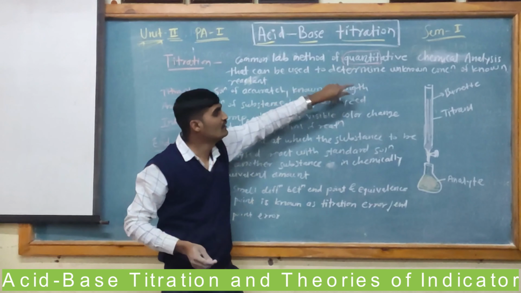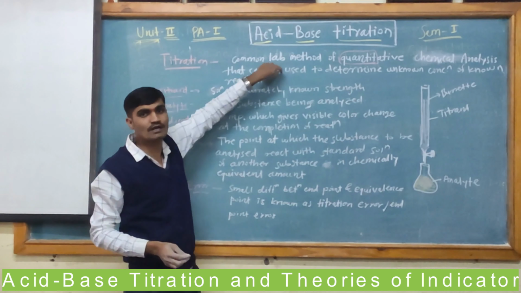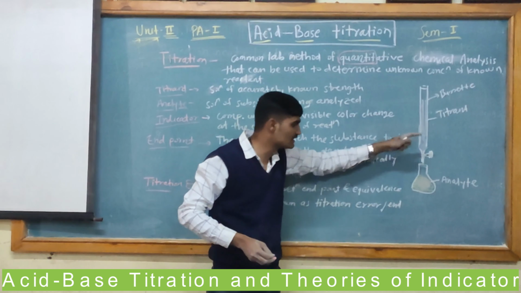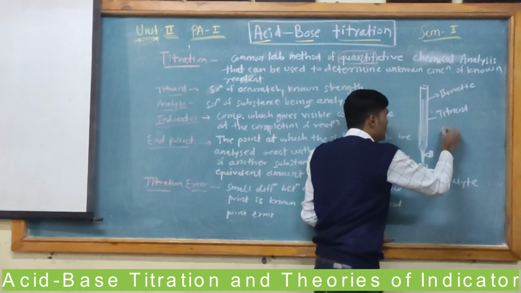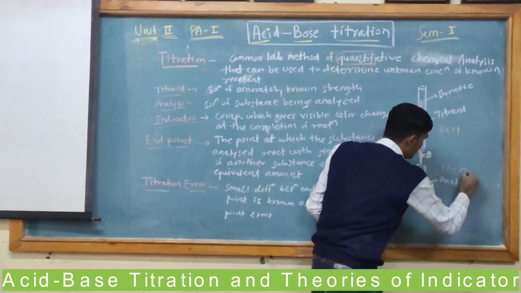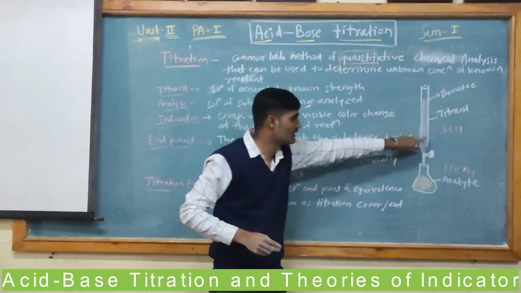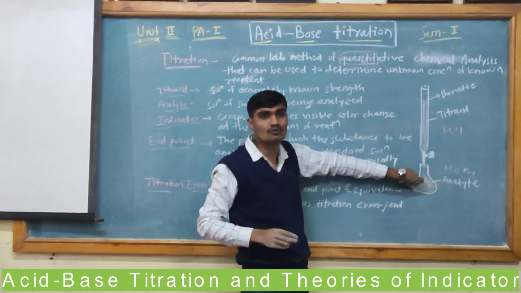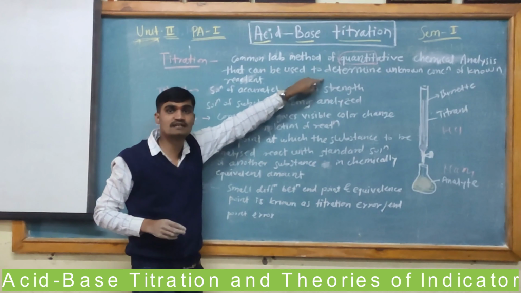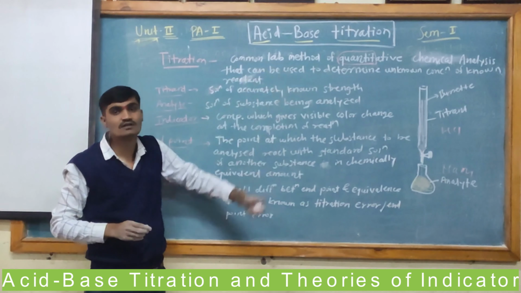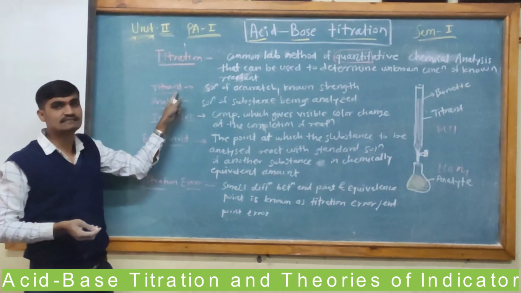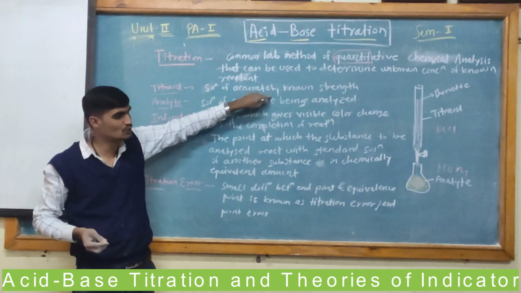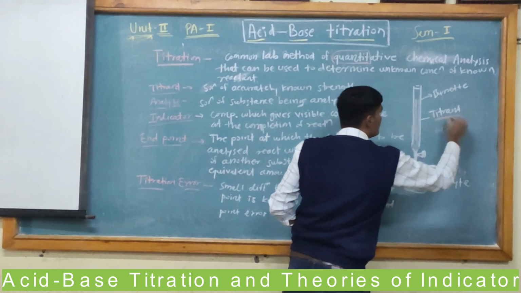In that we determine the unknown concentration of a known reactant. In a burette or a conical flask, you have to know your reactant. Suppose here the titrant is HCl and the analyte is sodium hydroxide. If we didn't know about that, we could not use this common lab method for the titration or for quantitative chemical analysis. Next, what do you mean by titrant? A solution of known concentration is also called a standard solution. Always we take the titrant in a burette.